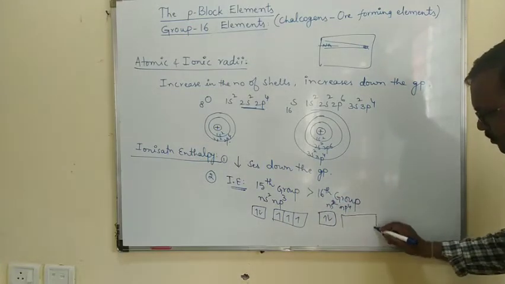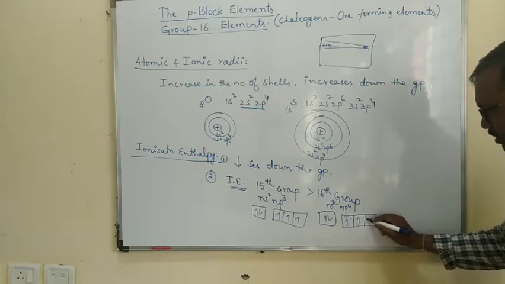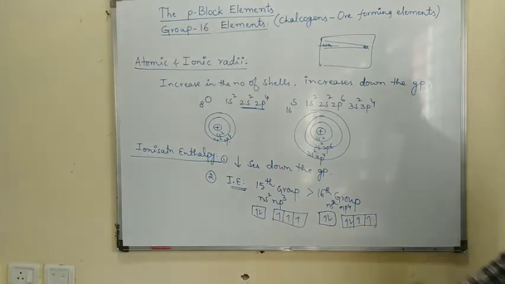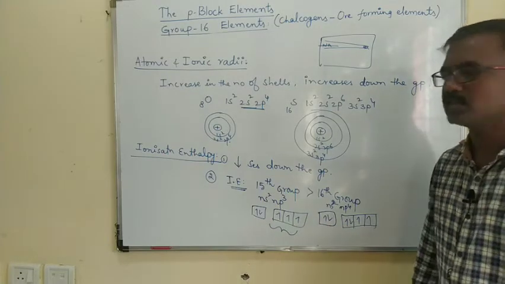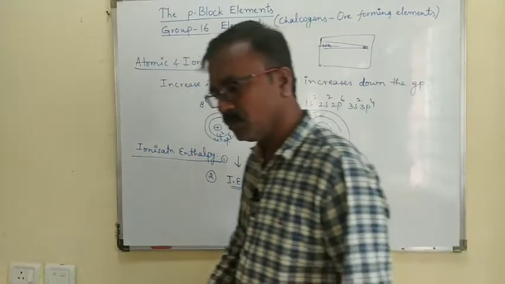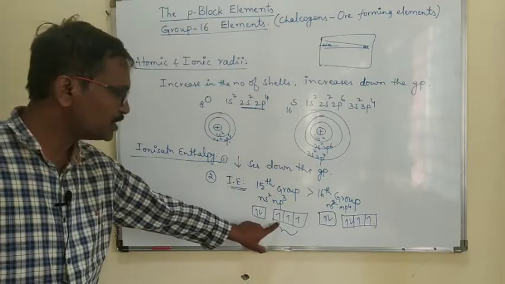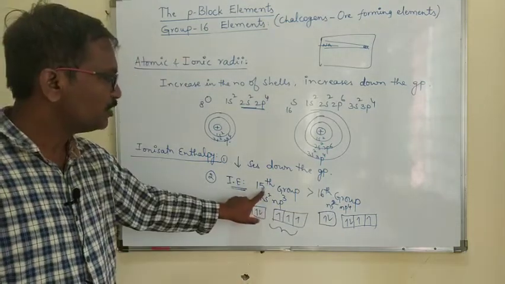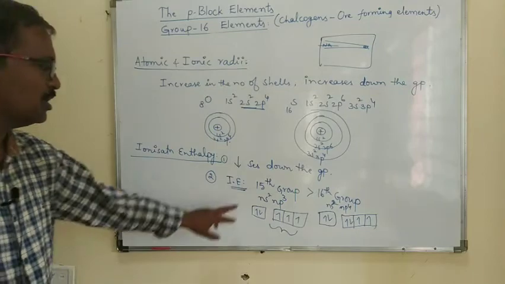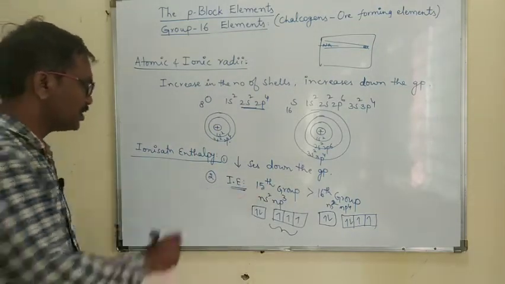So, 1 electron, 1 electron, 1 electron, then the 4th electron. You have studied that half-filled or fully filled orbitals are much more stable than the other orbitals. So the amount of energy required for this one is more compared to this one. So the 15th group elements' ionization enthalpy is much greater than the 16th group elements'. This is the important point.